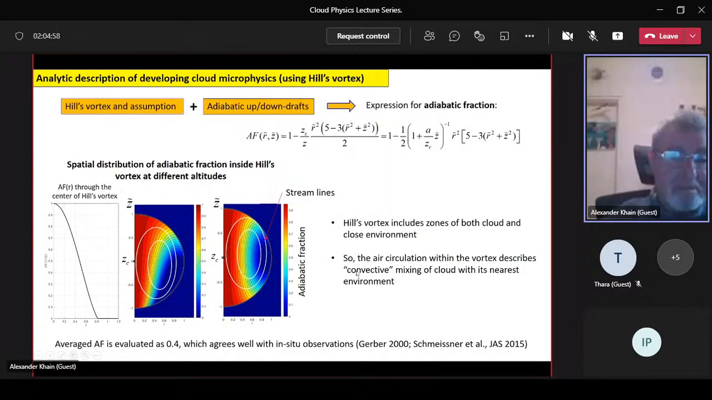Now we also obtained analytical expressions for liquid water content and for adiabatic fraction within the Hill vortex. We assume that we have a toroidal vortex in the form of a Hill vortex, and that updrafts and downdrafts within the Hill vortex are adiabatic, and got some expression. I'm not going to describe this formula in more detail. I just want to say that here you can see the radial dependence of adiabatic fraction. Here is within the cloud, within the Hill vortex actually, and this is outside of the cloud, in the surroundings.